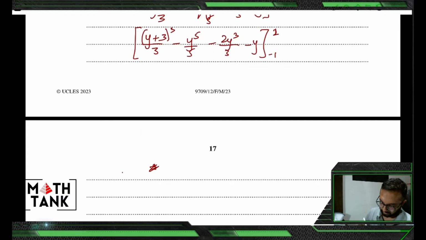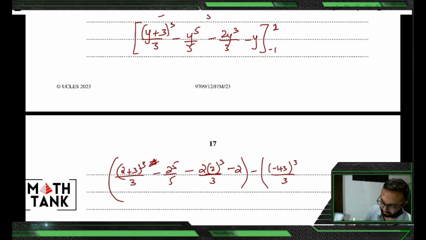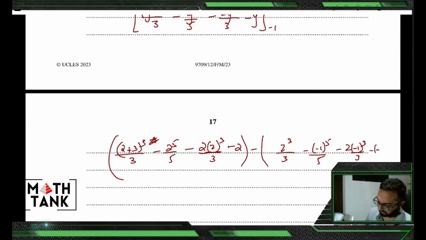I'll write 2 plus 3 power 3 over 3 minus 2 power 5 over 5 minus 2 times 2 power 3 over 3 minus 2, negative the lower limit, minus 1 plus 3 power 3 over 3. So I can just calculate so that this minus doesn't bother me. I get 2 power 3 over 3, and then minus 1 power 5 over 5 minus 2 minus 1 cubed over 3, and minus minus 1.